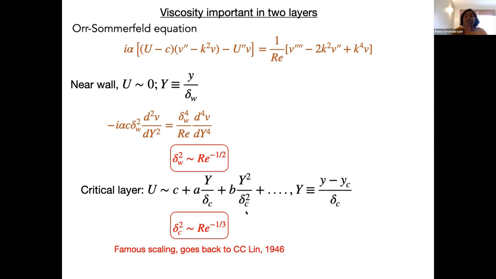This is a very famous scaling, the minus 1/3 scaling. It goes back to C.C. Lin in 1946. It's very relevant in turbulence and everything today. So that's the critical layer.